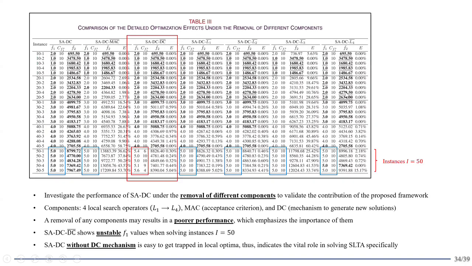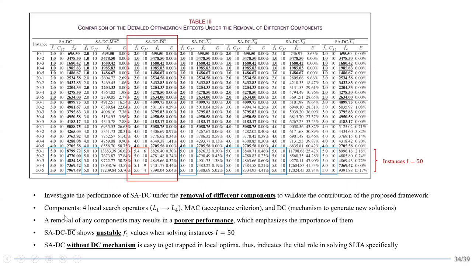So we also investigate the performance of SADC under the removal of different components. When we remove some component, we denote it behind the minus sign here. For example, SADC minus DC means that we remove the DC mechanism from the framework. We test on different components: we remove each local sort operator, or the DC mechanism, or the acceptance criterion, and then compare with the baseline algorithm.